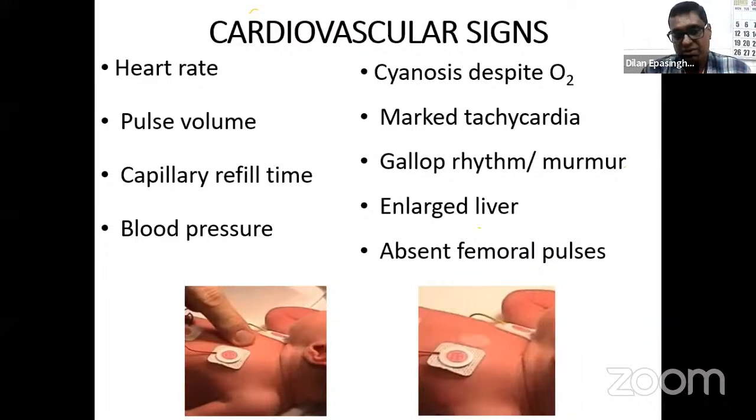And blood pressure, it's very difficult to check the blood pressure, but blood pressure is low. Cyanosis despite oxygenation. Why? There is no blood to transport the oxygen because of shock. Marked tachycardia, gallop rhythm in heart failure situation, enlarged liver in right heart failure, absent femoral pulses. So those are the very important cardiovascular signs in a child who has got shock.